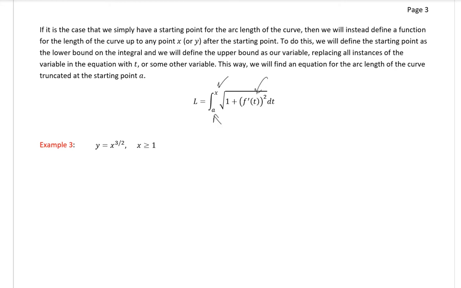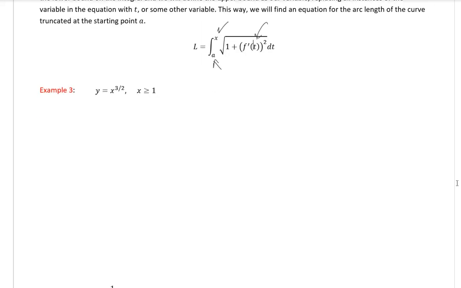That way we're going to find the overall integral from some starting point up to some arbitrary point in the future. This equation could be more useful than constantly doing this integral multiple times for different values. So let's do this one here. We have y equals x to the 3/2, and we're going to do from x greater than or equal to 1, so we're going to use 1 as a starting point.